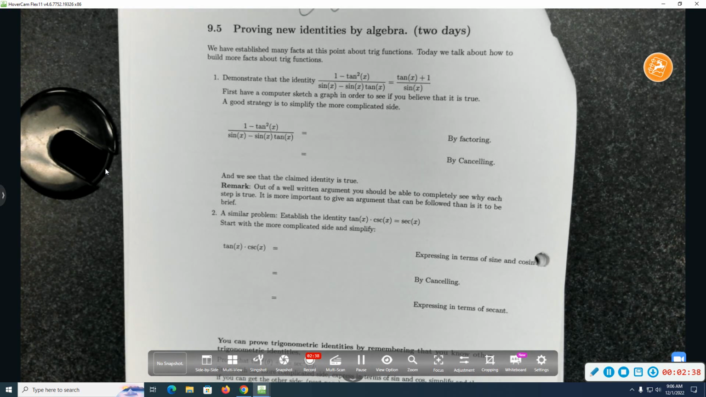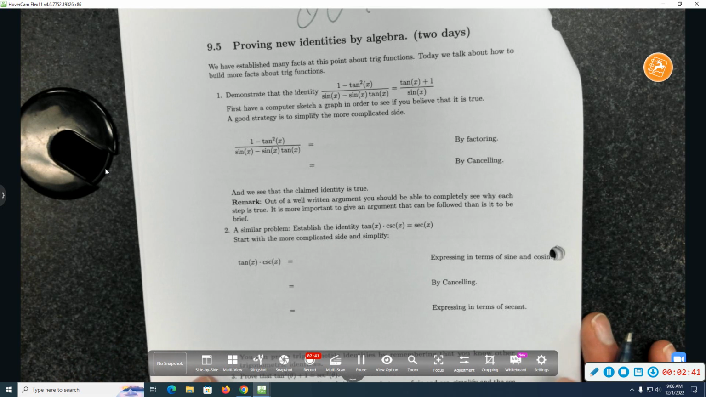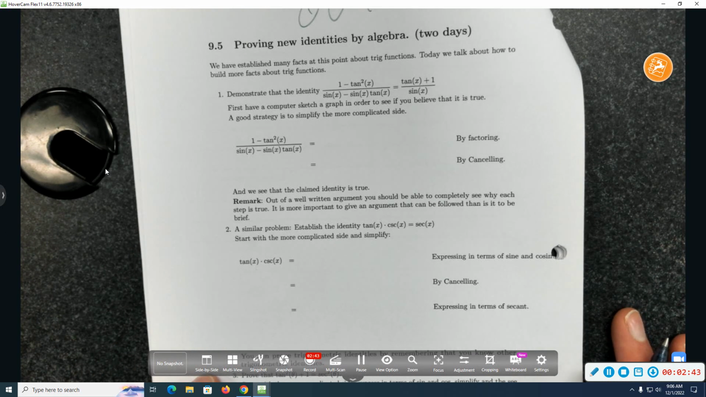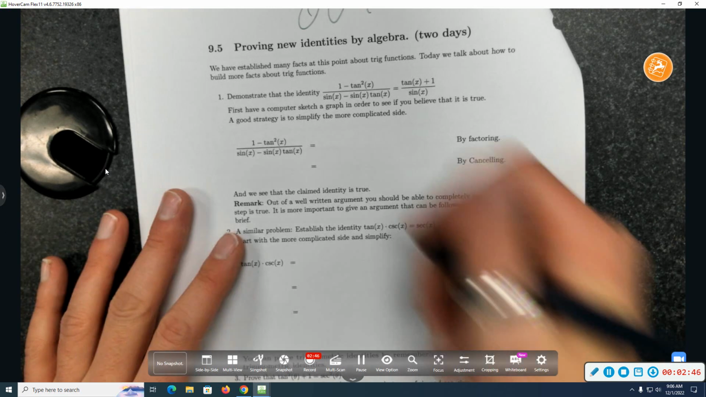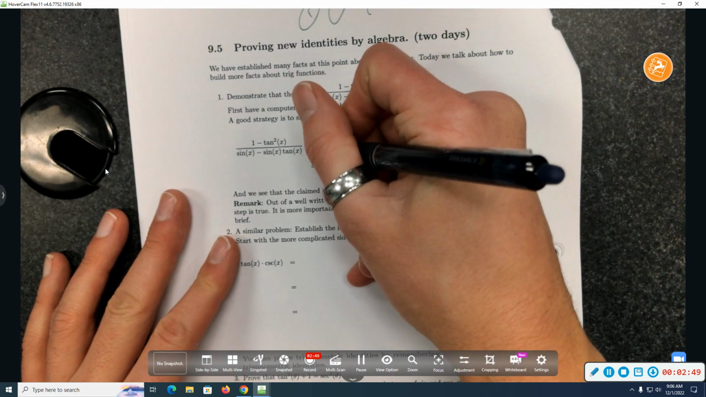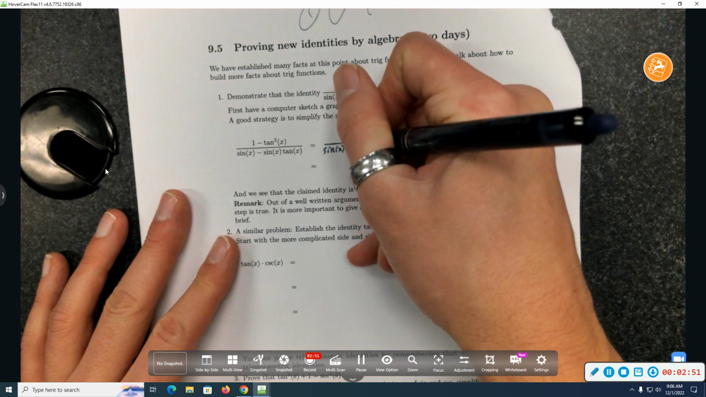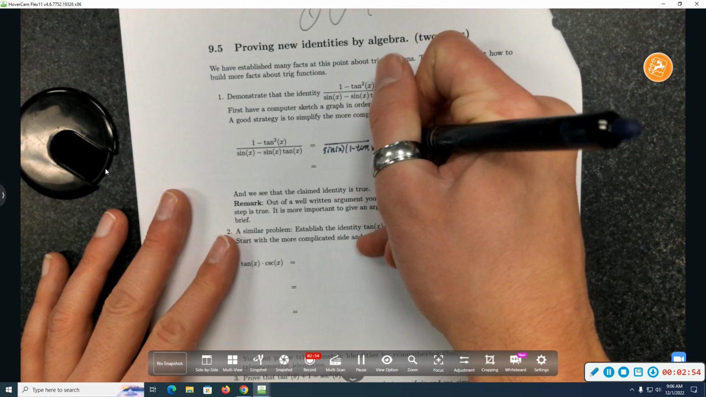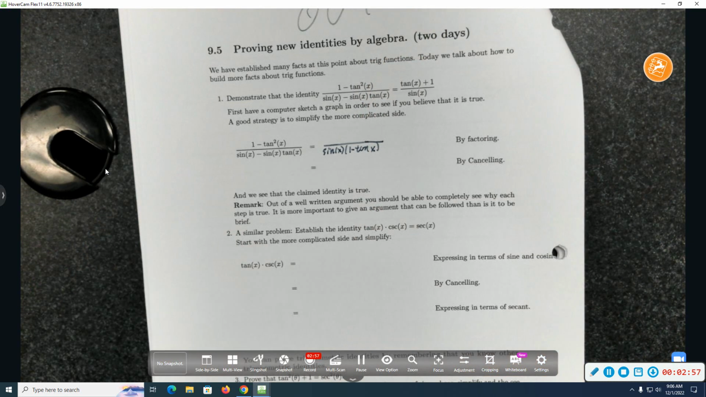And there's no wrong step to do when you're trying to prove an identity. As long as the step is mathematically correct, it's not wrong. So let's factor out that sine of x: sine x times 1 minus tangent x. What about the numerator? Does that factor in any useful way? It's not like there's a single obvious thing that you could pull out.